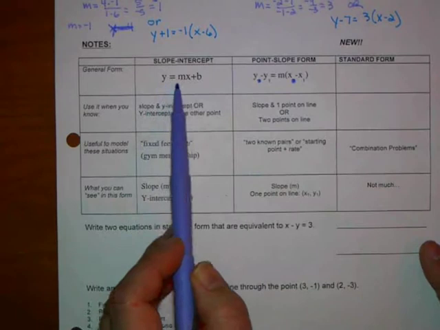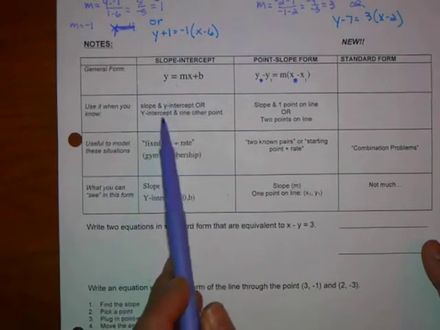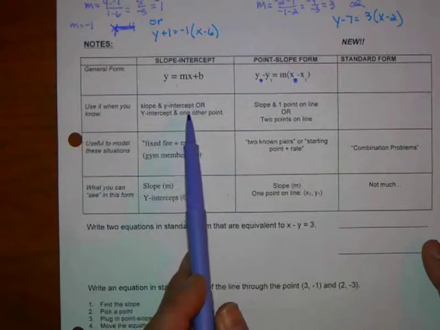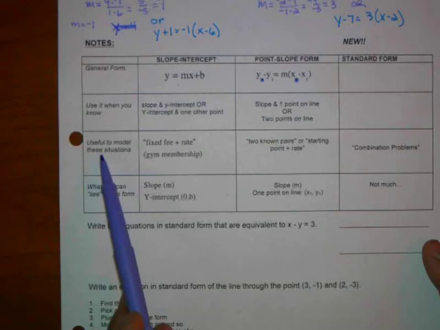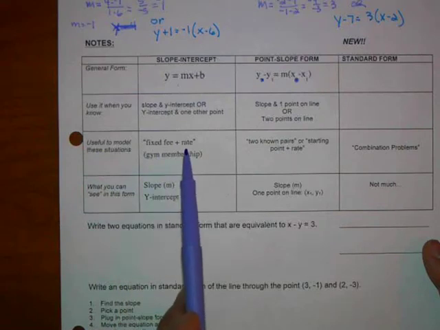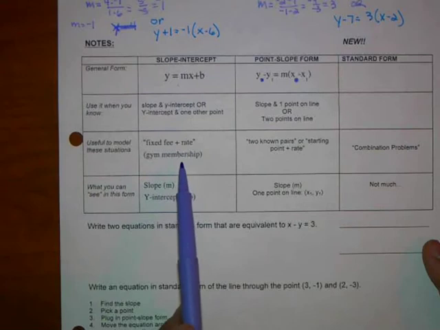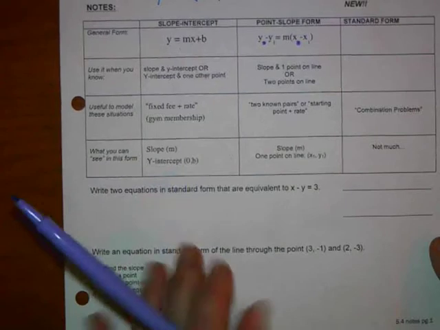This table kind of reviews what in chapter 4 we've done so far. So first we started with slope-intercept form. Okay? It's the general form. You use it when you know the slope and the y-intercept, or the y-intercept and one other point. It's useful to model these situations, the fixed fee plus a rate, like a gym membership. It costs you a certain amount to get in, and then a certain amount beyond that every time you do something. What you can see in this form is the slope and the y-intercept.